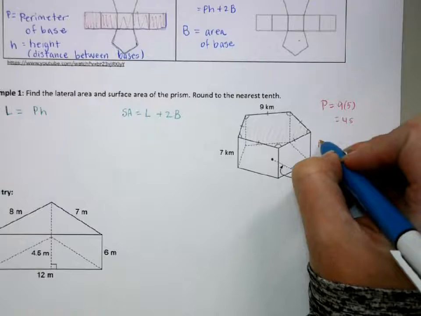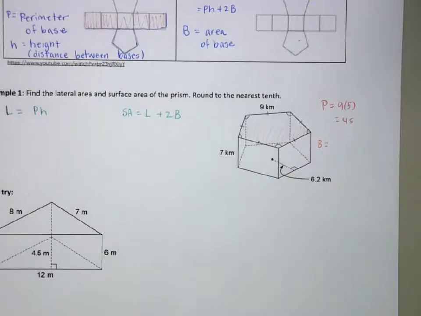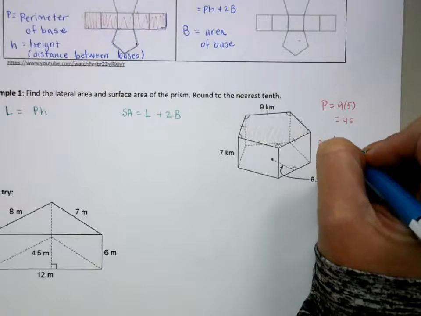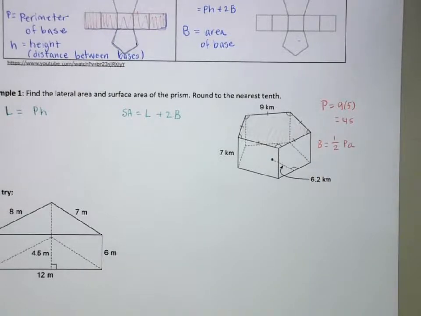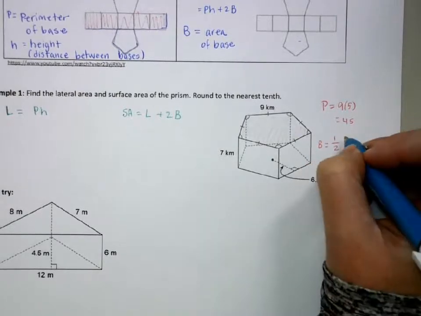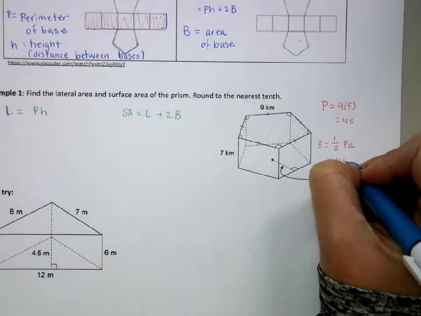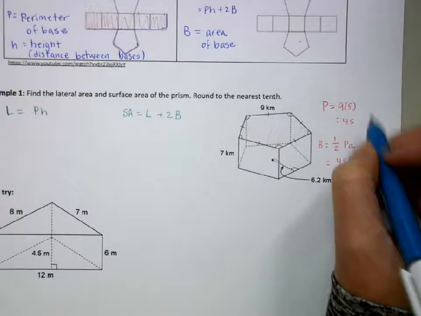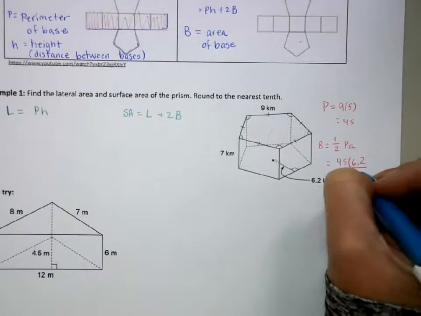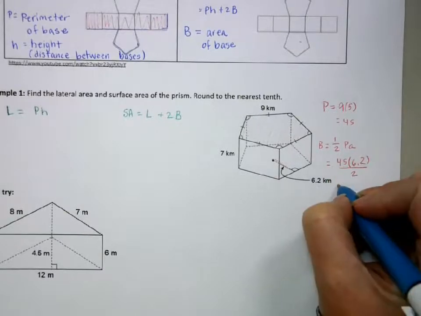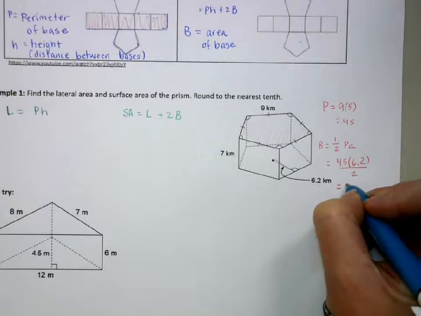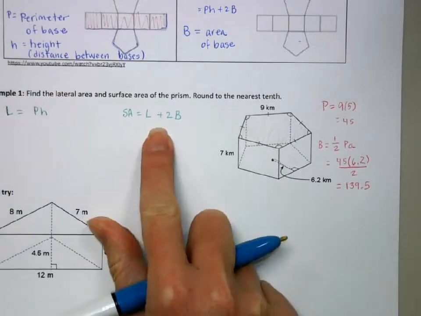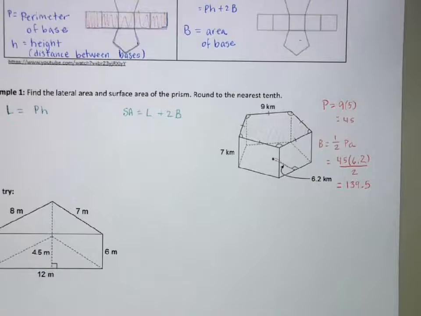And then I'm going to do a calculation for the area of the base. The area formula for a regular pentagon is 1/2 PA, or PA over 2. The perimeter we just found was 45. The apothem given to us is 6.2. We'll divide that by 2. So the area of the base is 139.5. Now we'll plug those into our respective formulas over here.